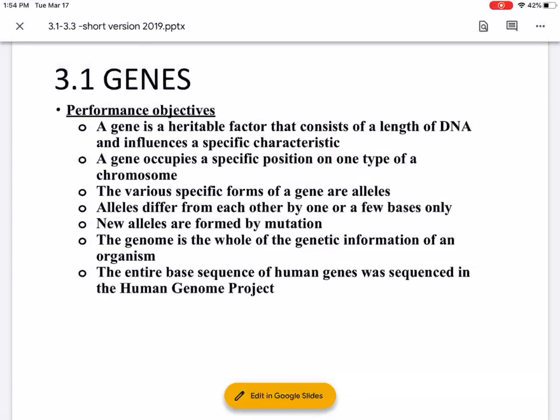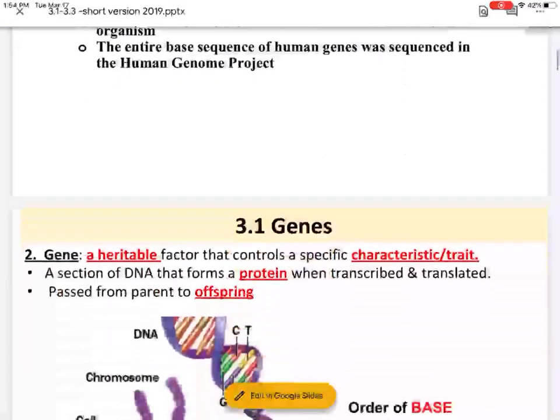The genome is the whole of the genetic information of an organism. So each of us has our own individual genome. And the entire base sequence of human genes was sequenced in the Human Genome Project.